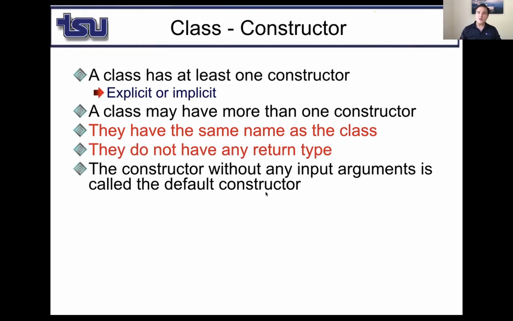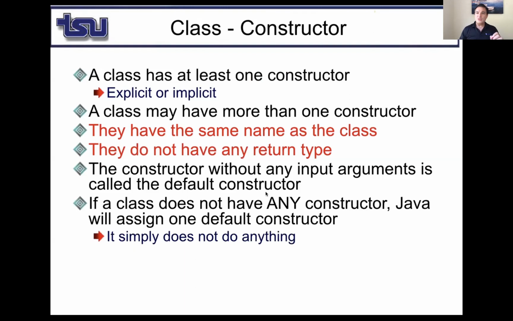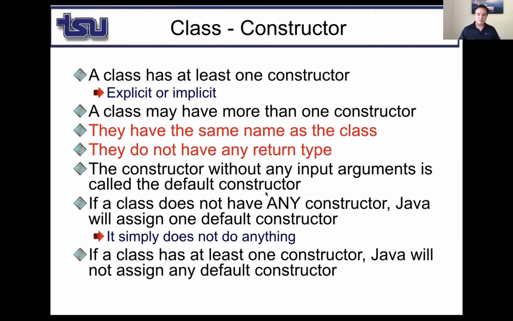And if you have a constructor that does not have any input arguments, we call it the default constructor. If your class does not have any constructor, Java will make it. Java is going to assign a default constructor for you, and it will not do anything. I repeat, you can have multiple constructors, but let's assume you don't have any constructors explicitly. You said, I'm not going to define any constructor. In that case, Java is going to do it for you. But if you have at least one constructor, whether it is default or not, Java is not going to create any constructor for you. We'll see an example.